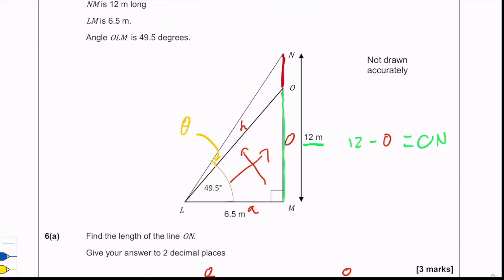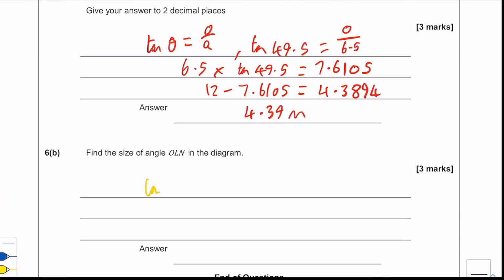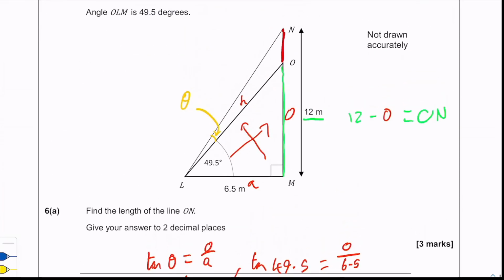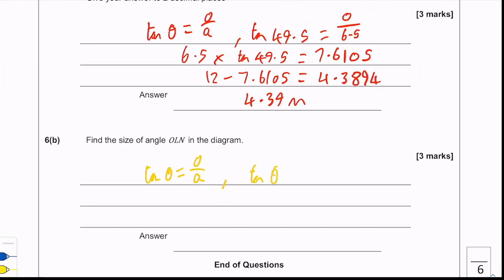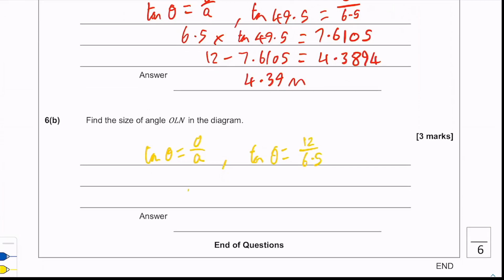So what do we know? Well, we know that this is 12 centimeters, the entire length here, and we know this is 6.5, and this is our opposite side, this is our adjacent, so we're going to use the tan rule again. So let's just say it again. So tan theta is equal to opposite over adjacent. Substitute in our values, so we've got 12 and 6.5. So tan theta is equal to 12 over 6.5. And then to find theta, we just need to do theta is equal to the inverse tan. So tan to the minus 1 of 12 over 6.5. And that should get us our final answer.